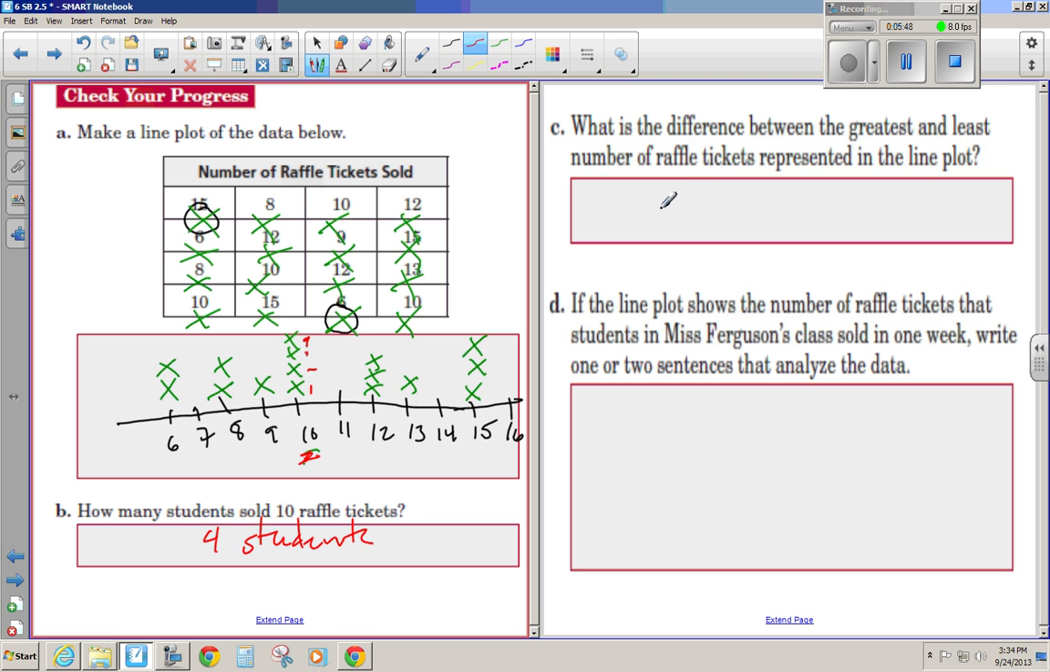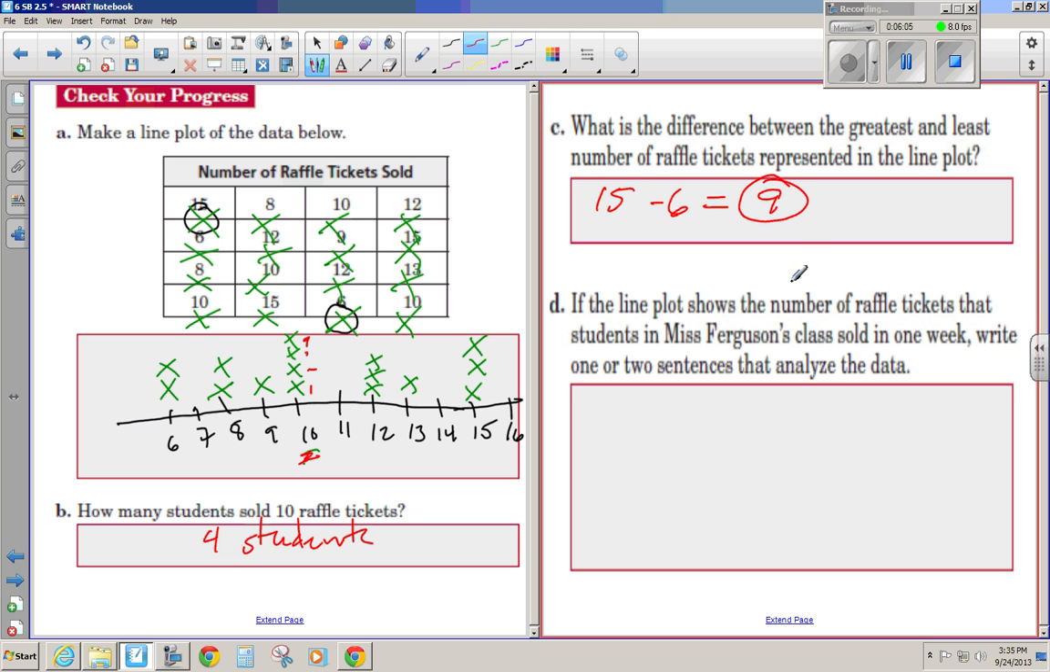What is the difference between the greatest and least number of raffle tickets represented in the line plot? Well, let's see here. I see a 15 is the greatest, 6 is the fewest, so 9 is the difference. You subtract it. If the line plot shows the number of raffle tickets that students in Miss Ferguson's class sold in 1 week, write 1 or 2 sentences that analyze the data.